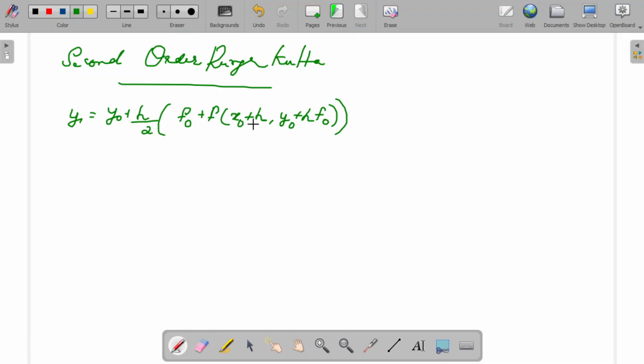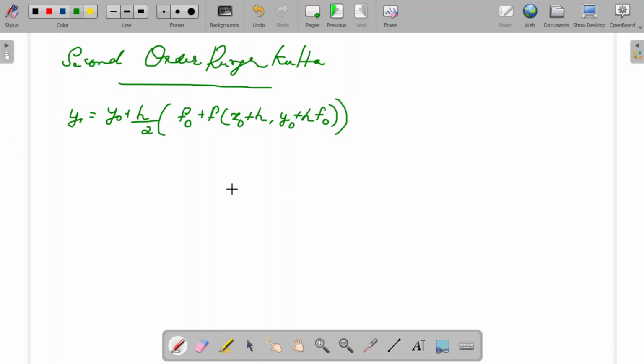Remember, here we had written the average of the two functions, one at f of x0 y0, which I have called f0, and the other f of x1, where x1 is x0 plus h and y1 is y0 plus h into f0. I hope you understood how I wrote the second order Runge Kutta method from Euler's modified method, simply by replacing x1 with x0 plus h and y1 with y0 plus h into f0.